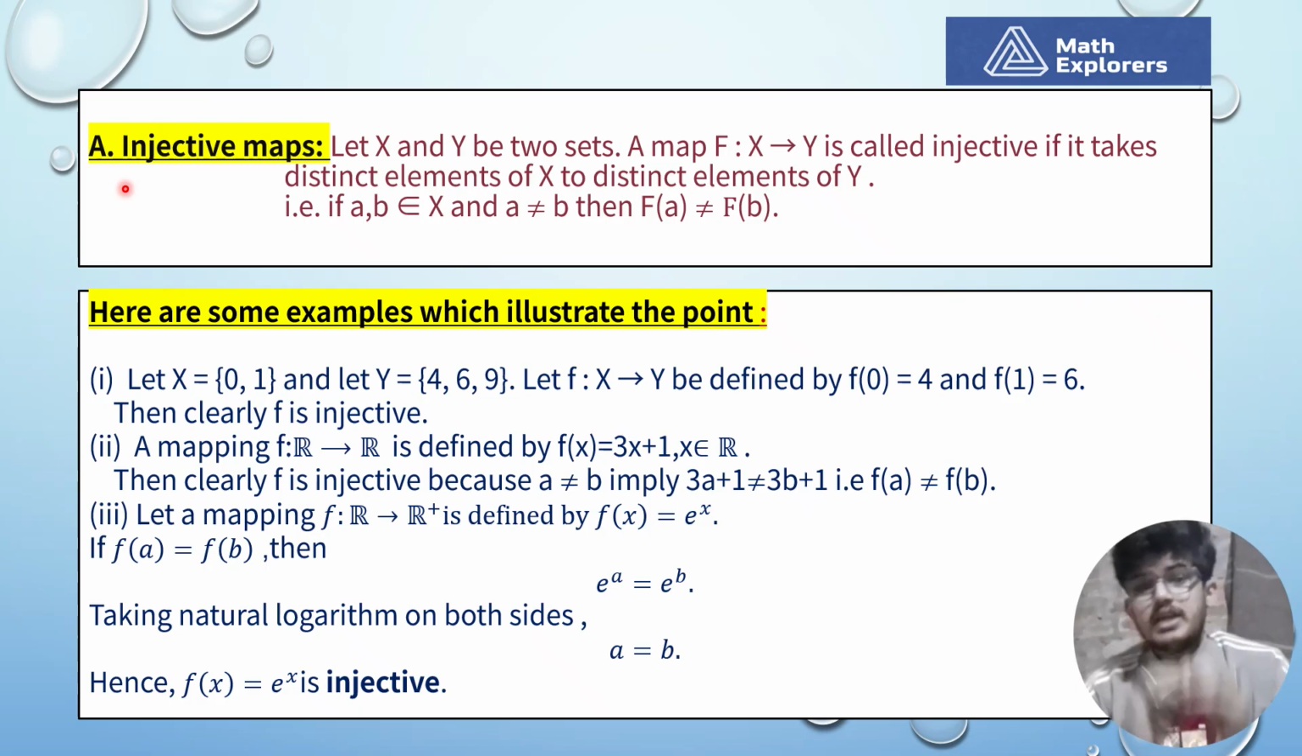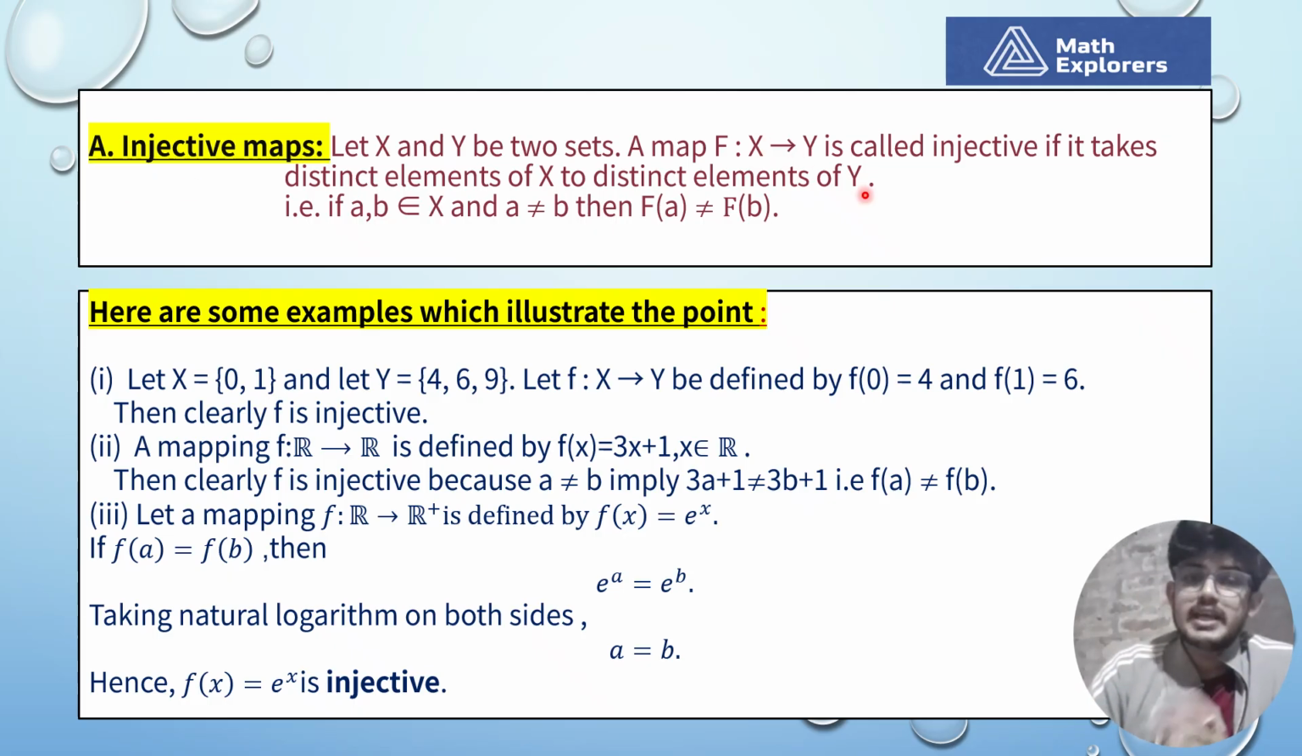परम्यूटेशंस ग्रुप करने से पहले कुछ बेसिक आइडिया होना चाहिए सेट थ्योरी के बारे में। पहली, इंजेक्टिव मैप्स। Let X and Y be sets. A map f such that X to Y is called injective if it takes distinct elements of X to distinct elements of Y. That is, if a, b belongs to X and a not equal to b, then f of a not equal to f of b. कोई भी दो डिस्टिंक्ट एलिमेंट का इमेज ऑलवेज डिस्टिंक्ट होगा अगर f इंजेक्टिव हुआ। क्लियर?